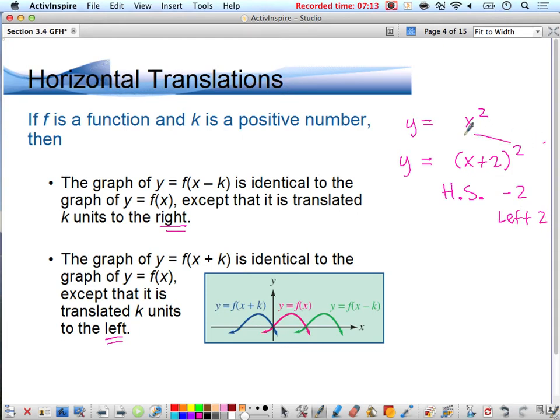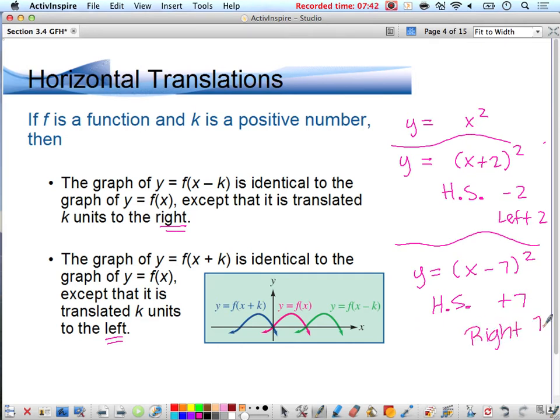If I take that same parent function and I change it to parentheses x minus 7 squared, that's going to make a horizontal shift of how many units? To the right 7. Positive 7, which would be to the right 7 units. So you have to be really careful when you're identifying the horizontal shift. So we're going to say it has a horizontal shift or translation of positive 7, which would actually be to the right 7 units. So those are the ones that people are usually going to mess up if they're going to have any trouble. It's going to be the horizontal that they're going to get backwards. So be really, really cautious there.